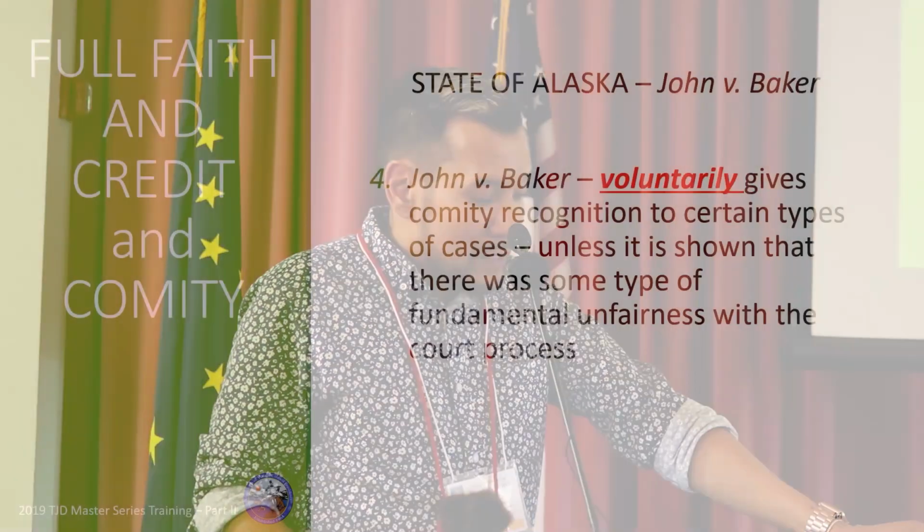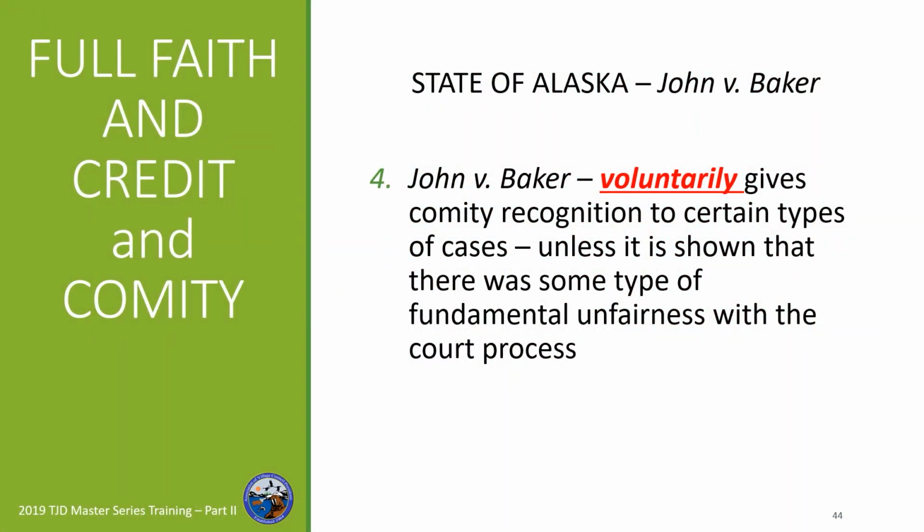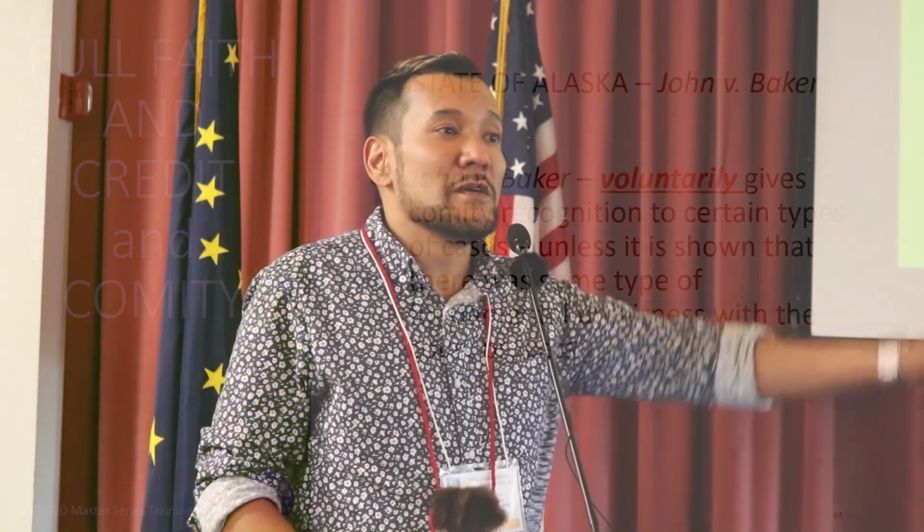So again, full faith and credit means mandatory, comity means voluntary. The State of Alaska in John v. Baker gives comity, so it's a voluntary recognition to certain types of cases, unless it's shown that there was a fundamental unfairness with the court process. So again, the standards of recognition for court orders are full faith and credit, which is a mandatory adoption, or comity, which is a voluntary adoption of certain court orders.